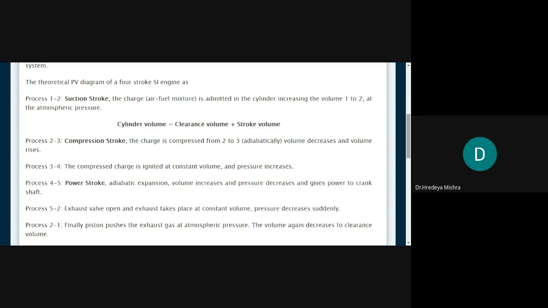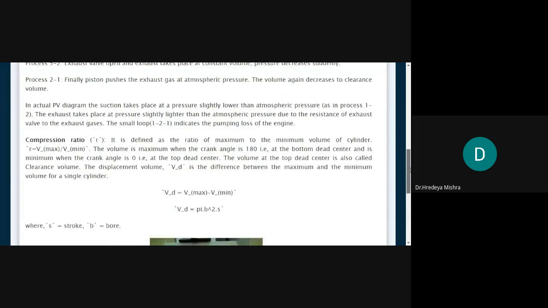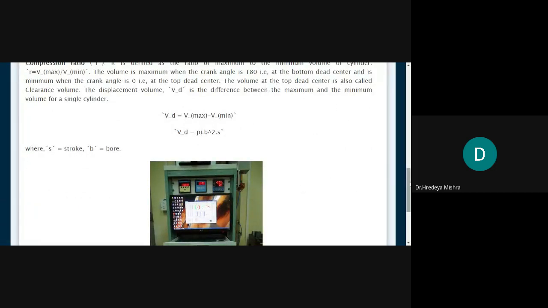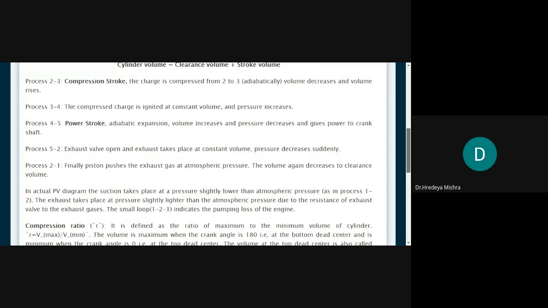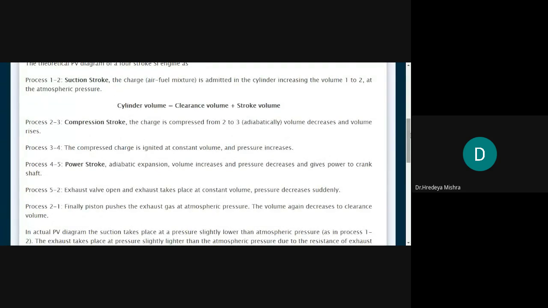The first process is the suction stroke, 1 to 2, which is explained in the diagram, and this is the equipment where we are going to conduct this test. In the suction stroke, the charge, an air fuel mixture, is admitted into the cylinder, increasing the volume from 1 to 2 at atmospheric pressure. Cylinder volume equals clearance volume plus stroke volume.